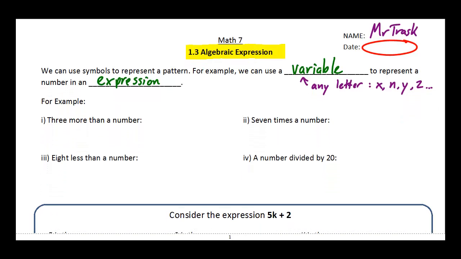Okay, so for example, we've got a few expressions here, and we want to write them as mathematical expressions. So an example here is 3 more than a number. We have to be kind of careful when we go from words into mathematical expressions. So this one's pretty straightforward. 3 more than a number. So maybe I think of that as a number is n, and I want 3 more than that, so I'm going to do n plus 3. And that would be correct.